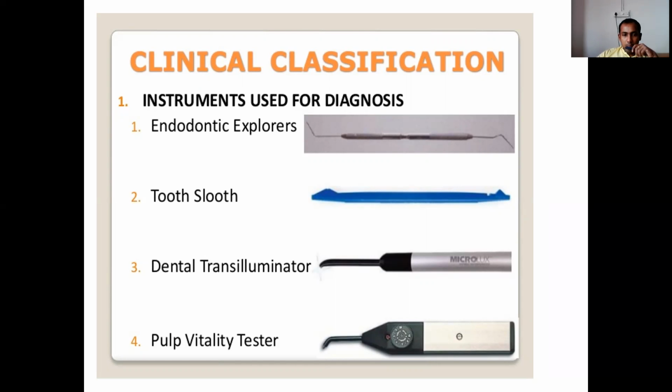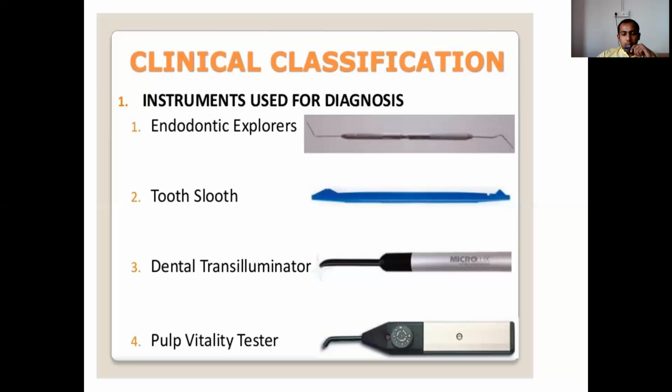To diagnose, the patient is asked to bite on a specially designed instrument called a tooth sleuth. Whenever the patient bites, or more often whenever the patient releases the bite, the patient gets pain. That is a clear-cut indication of crack tooth syndrome.